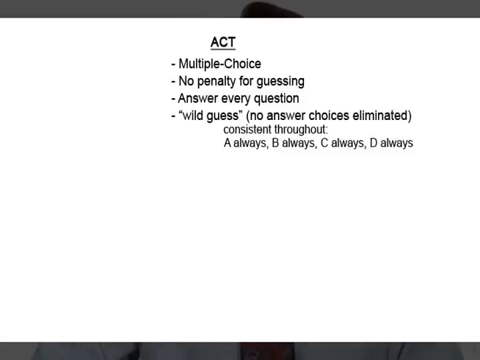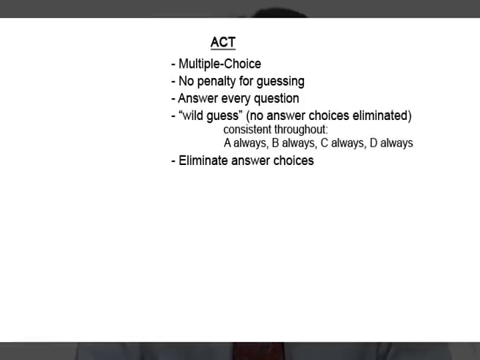So the next step is try and eliminate something. If you have 4 answer choices and you can eliminate 2, your odds have gone up tremendously. You have a 50-50 chance now of getting it correct. So process of elimination is a very important tool to use.